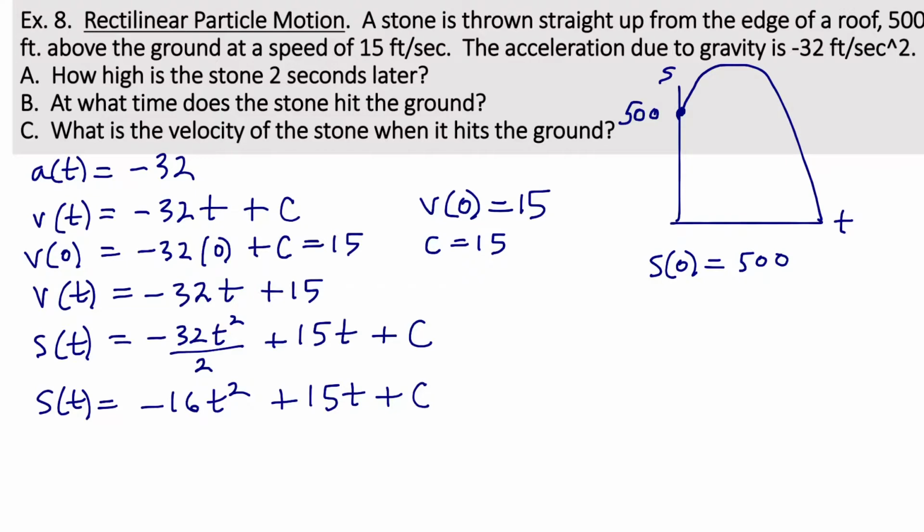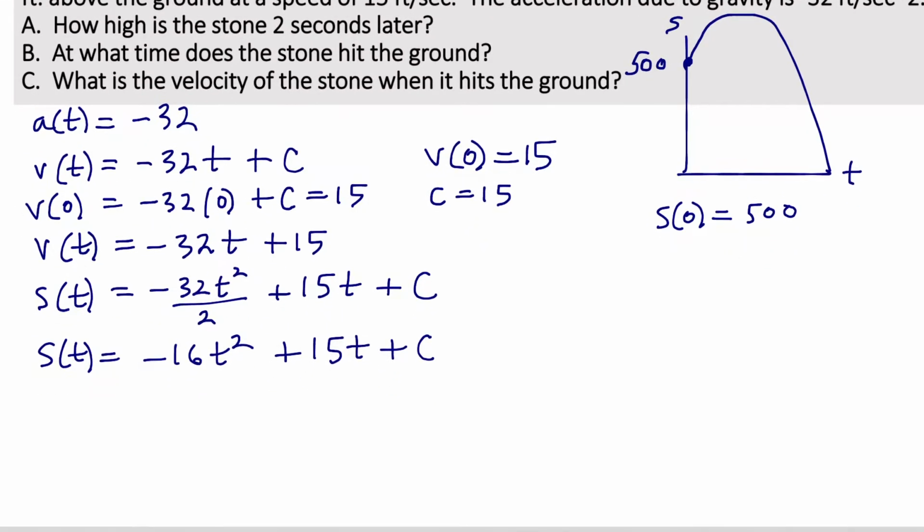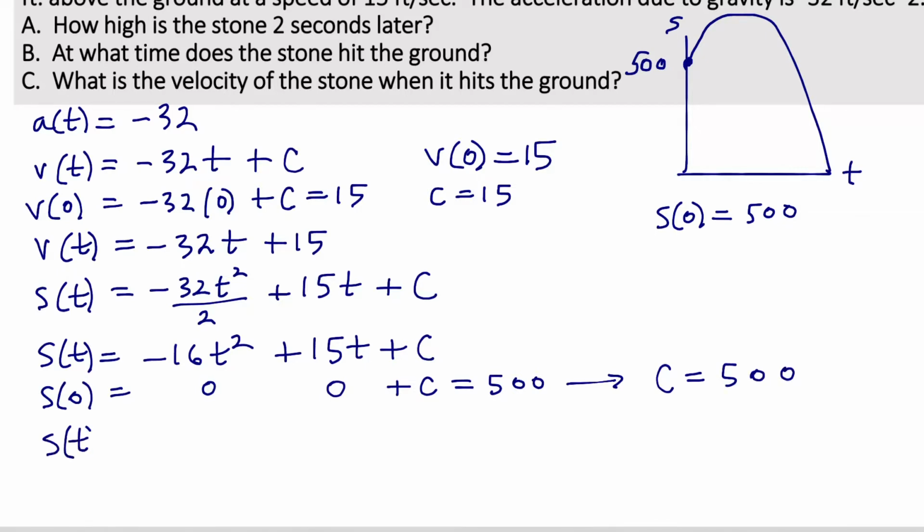So now I can figure out what C is. S of 0, so if I put 0 in here, I'll get 0 here, 0 here, and this must be 500. So that tells me that my C must be 500. So I know my entire position function now, S of t, is negative 16t squared plus 15t plus 500.